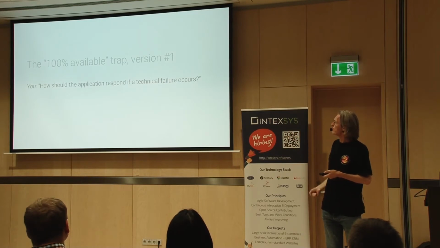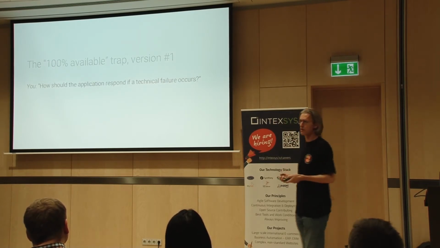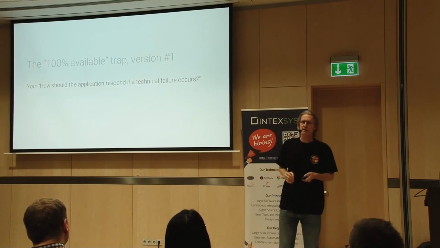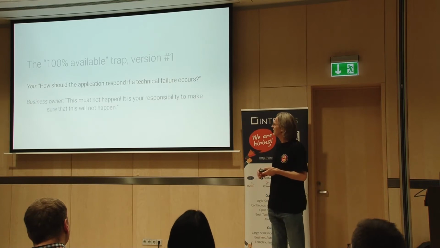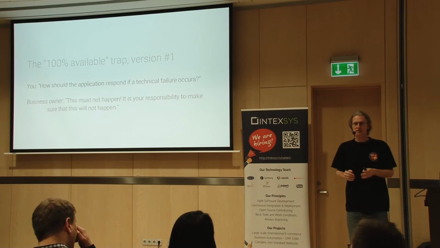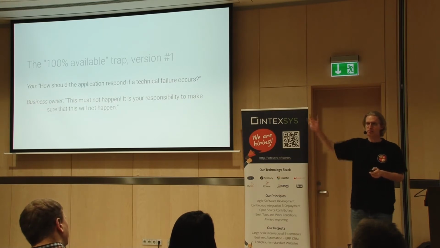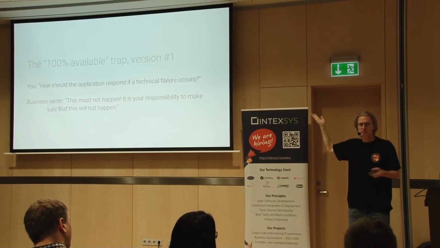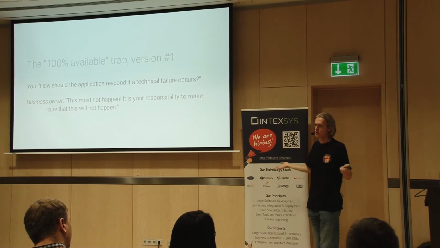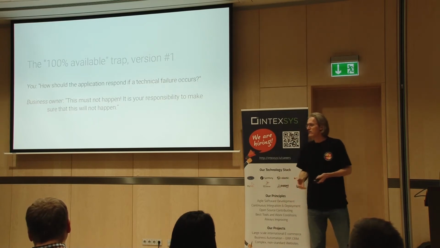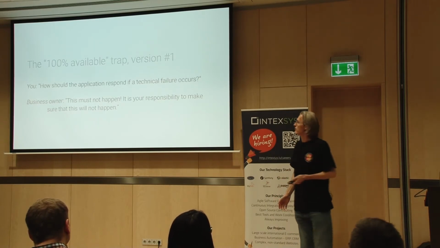The first one is you go to your product manager, your product owner, however it's called, and you say, how should the application respond if this kind of technical error is going to happen? And your business owner is going to reply, this must not happen. It's your job to make sure that it does not happen. And you say, well, the probability that this is going to happen is higher than 0%, so it's not a question of if it will happen. The only question is when it's going to happen, usually at the Christmas sale or something like that, whenever you're entitled to make lots of money and you really need this system.